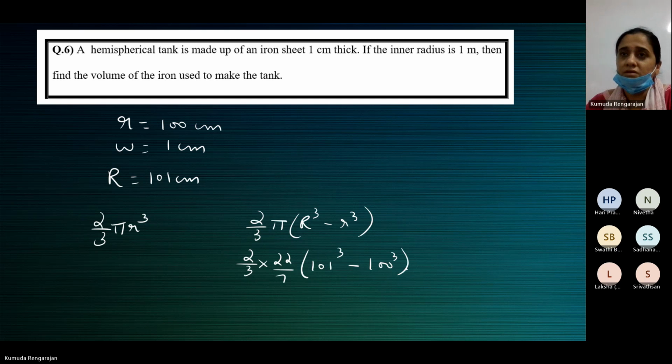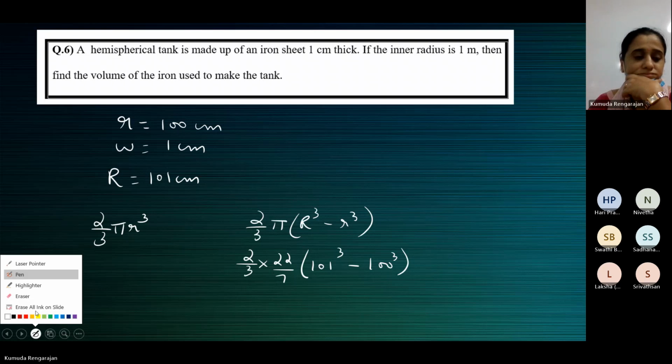Now you have to calculate 101 into 101 into 101, then subtract. If the wall is thin, that is, if there's only one radius, it will be two by three pi small r cubed. With two radii, two by three pi in bracket capital R cubed minus small r cubed. All right. So the question is to find the volume of iron used to make the tank. Whatever answer you get, so many centimeter cube.